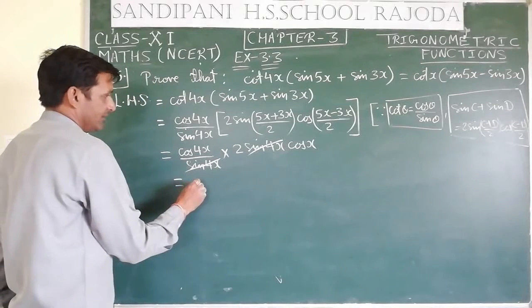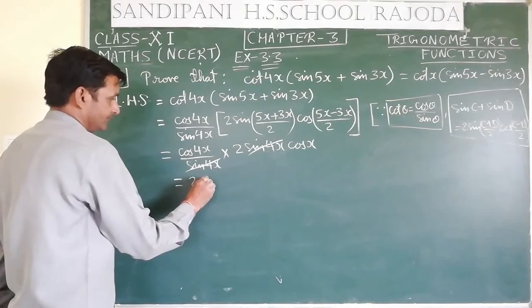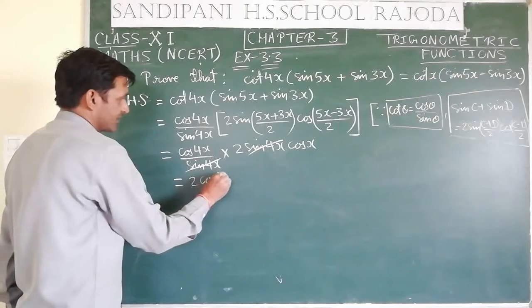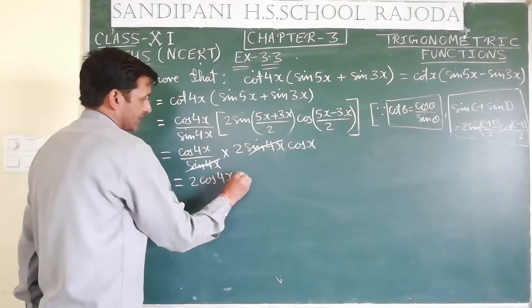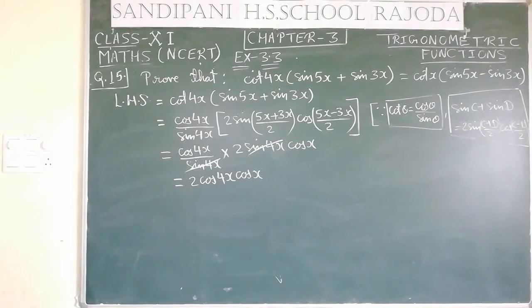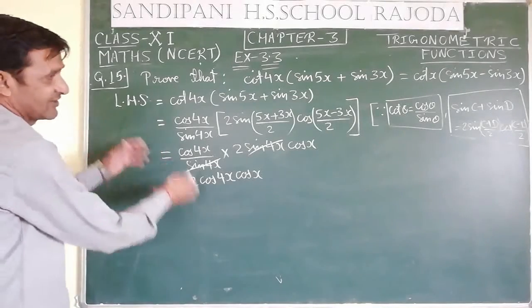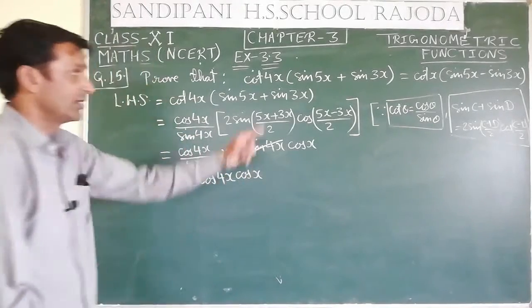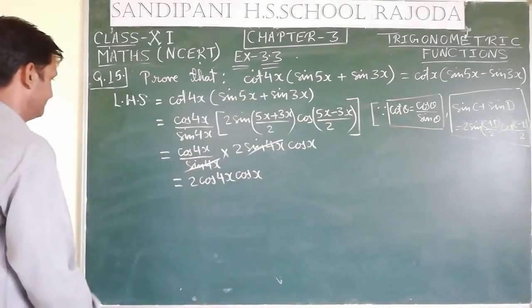So, it will be 2 cos 4x cos x. Now, this LHS is completely solved. Now, we have to take RHS.